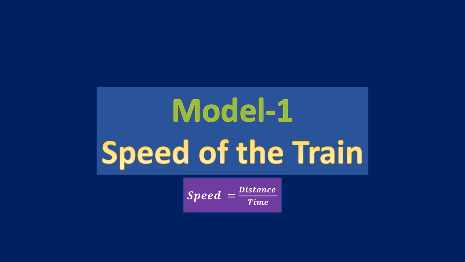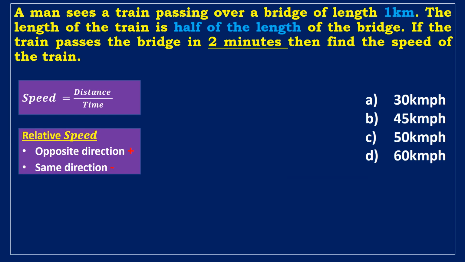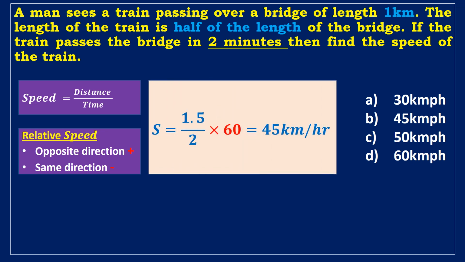Model 1. Speed of the train. Example 1. A man sees a train passing over a bridge of length 1 kilometer. The length of the train is half of the length of the bridge. If the train passes the bridge in 2 minutes, then find the speed of the train. According to the given conditions, the total distance that the train must cover to cross the bridge is 1 plus half a kilometer, or 1.5 kilometers. Substitute 1.5 kilometers and 2 minutes into the speed, distance and time formula, then multiply by 60 to convert minutes to hours. As a result, the train's speed is 45 kilometers per hour.